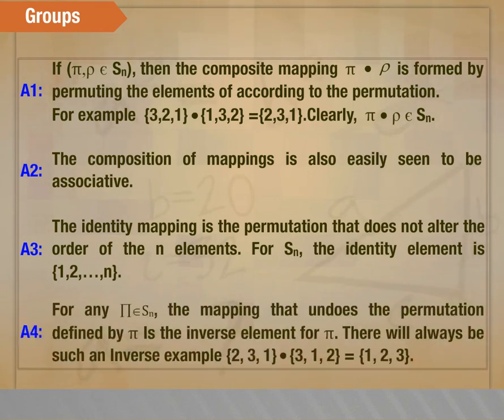A4. For any π belonging to S_n, the mapping that undoes the permutation defined by π is the inverse element for π. There will always be such an inverse. For example, {2,3,1} · {3,1,2} is equal to {1,2,3}.